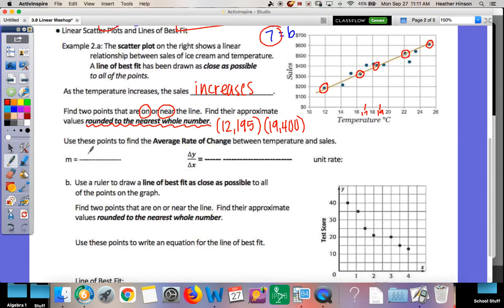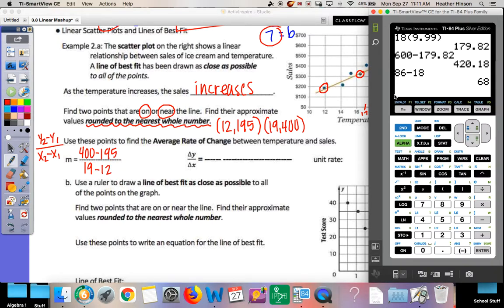So then we just use our slope formula. y2 minus y1 over x2 minus x1. So I've got 400 minus 195 over 19 minus 12. I can plug that into my calculator. So I've got 205 over 7.